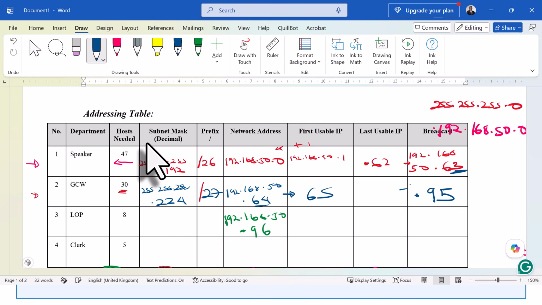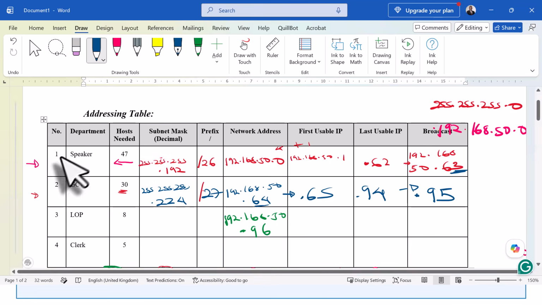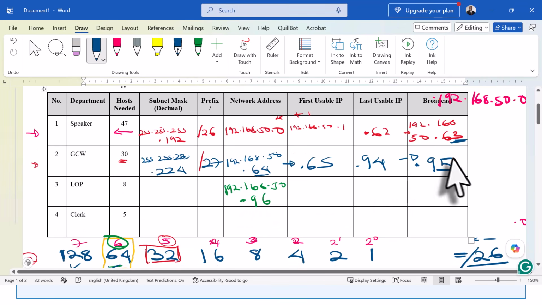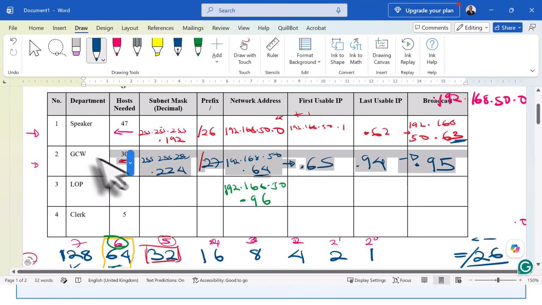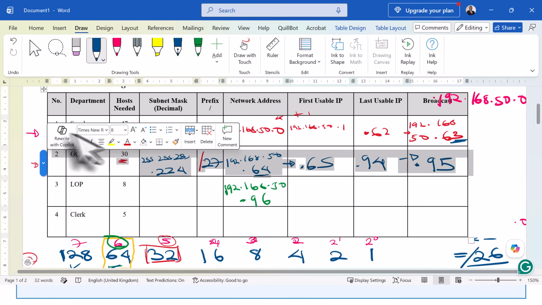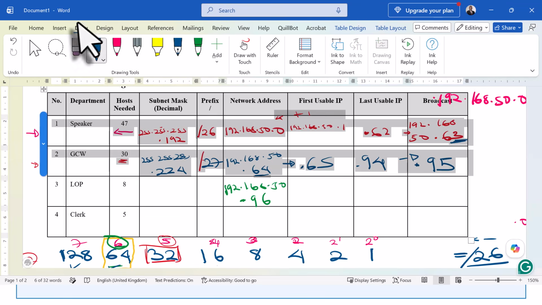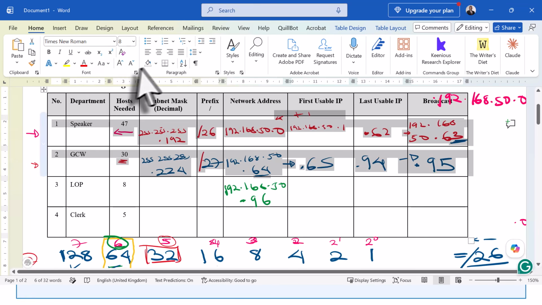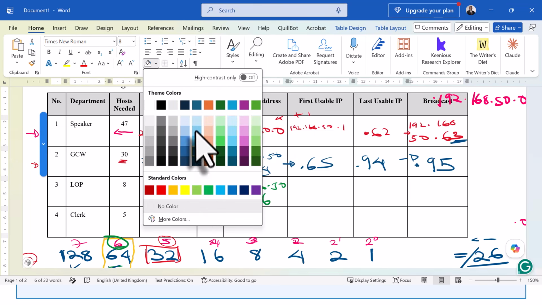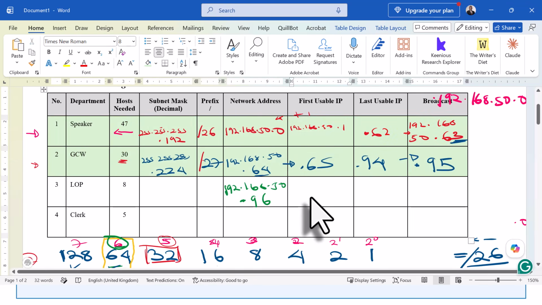95. This one will subtract 1 from the broadcast, so it will be .94. As simple as that. But please ensure you write the full IP address. So that one is done also. We tell the government chief whip that please don't look for us anymore. We have taken care of you. Right? So let me just highlight this with the color to just show that these ones are done. All right? So done. Now, we have 2 more left.